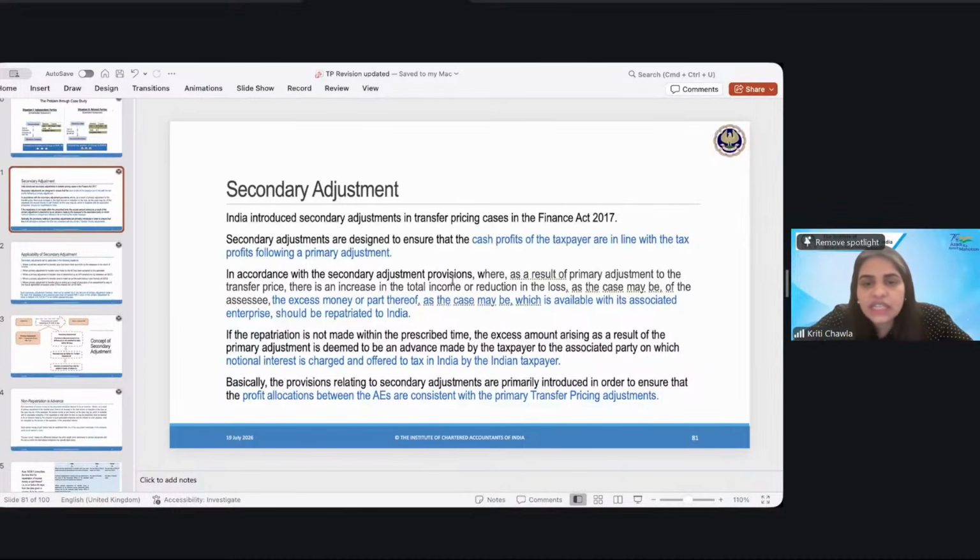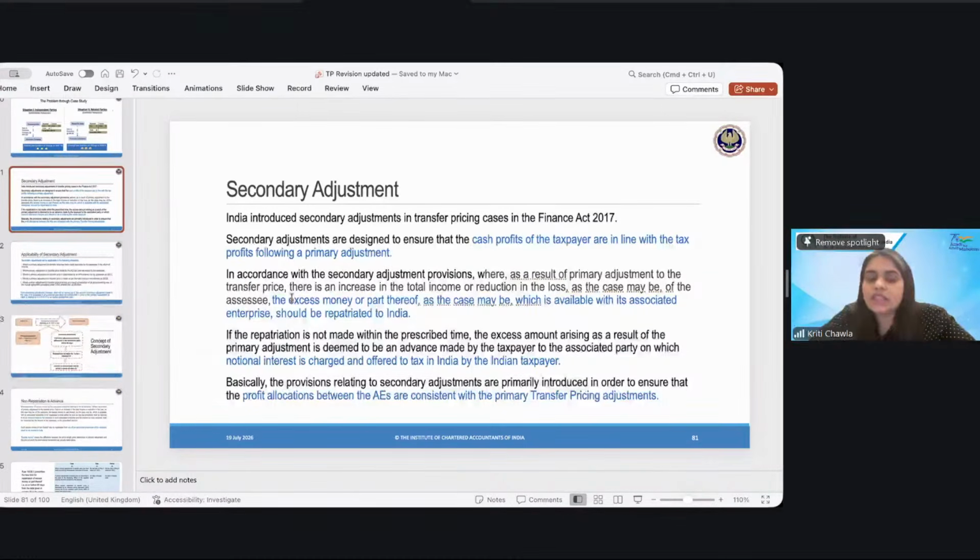Now, in accordance with the secondary adjustment provisions, where as a result of primary adjustment to the transfer price, there is an increase in total income or reduction of loss, the excess money, which is the 40 rupees here, or part thereof, which is available with its AE, will have to be repatriated to India. If the repatriation is not made within the prescribed time, the excess amount as a result of primary adjustment is deemed to be an advance made by the taxpayer to the associated party, on which notional interest is charged and offered to tax by the Indian taxpayer.